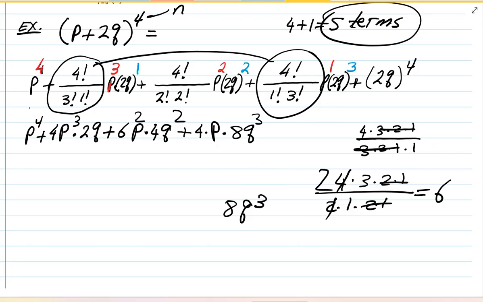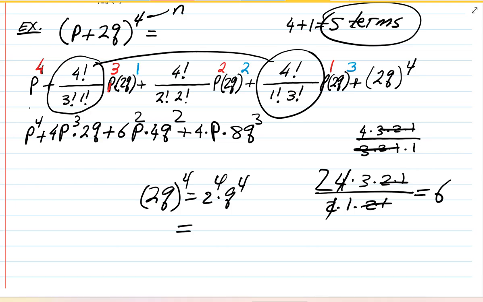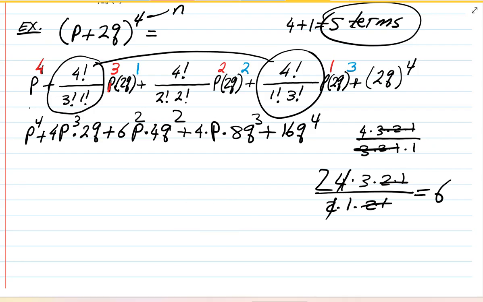And what about the last one? The last one is 2q to the fourth. 2q to the fourth means 2 to the fourth, q to the fourth, doesn't it? 2 to the fourth, 2 by 2 by 2 by 2, 16q fourth. That's going to be plus 16q fourth. And there you have it, ladies and gentlemen.